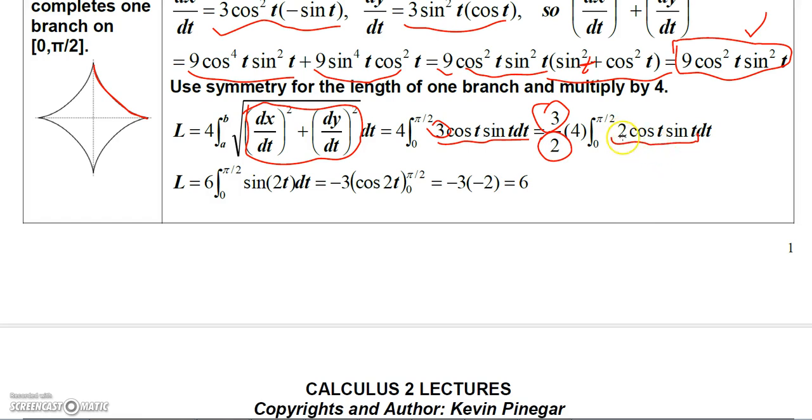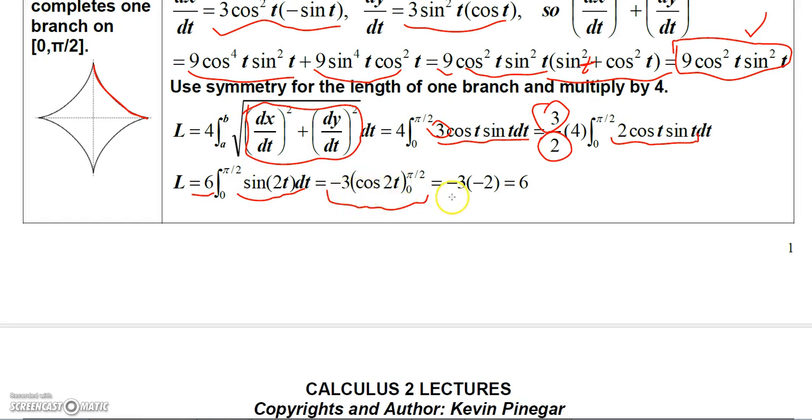Now the reason I wanted a 2 in here was because I know that 2 sine t cosine t can be written as sine of 2t. So that way that's easy for me to integrate. Now, 3 times 4 divided by 2 is 6, so that's where the 6 came from. Okay, and now when you integrate this, you're going to get minus cosine 2t divided by 2. And so if you have 6 times minus cosine 2t divided by 2, that'll give you minus 3 cosine 2t. And then we're going to evaluate that from 0 to pi over 2. So I'll let you do that.